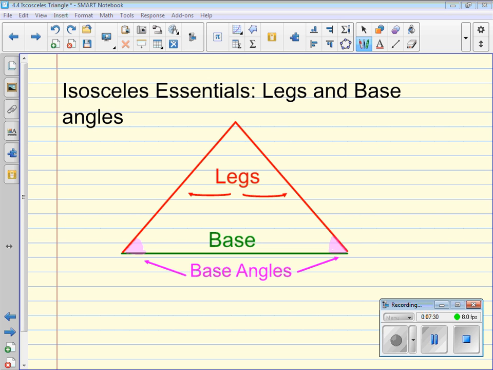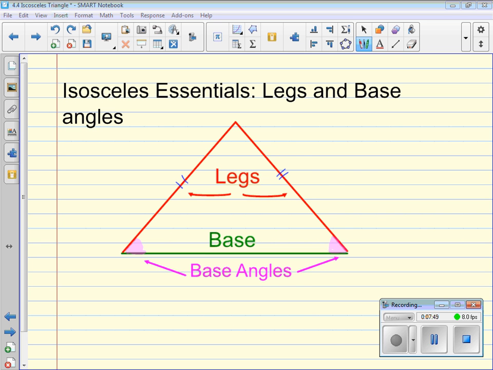All right, let's make sure we understand our words here. So we've got an isosceles triangle here. Let's go ahead and mark these sides congruent so we know which ones we're talking about. And so the sides that are congruent are called legs. The bottom side, the side that's not necessarily congruent to those other two, is called the base side. And the angles that sit on the base are called the base angles.